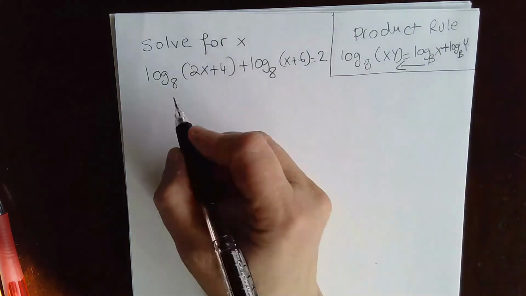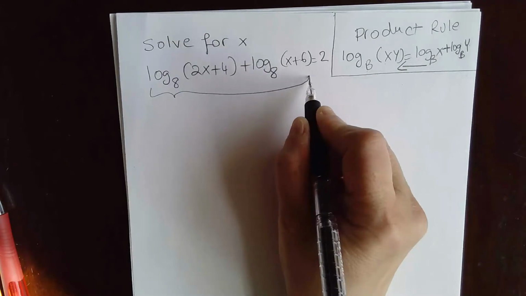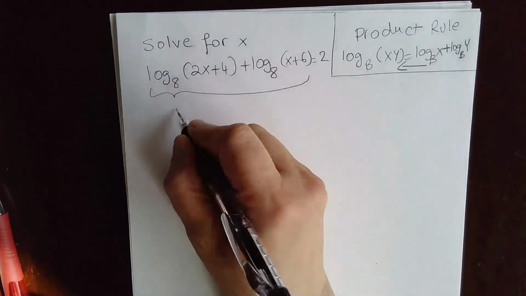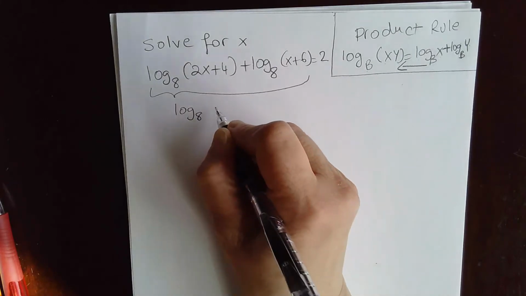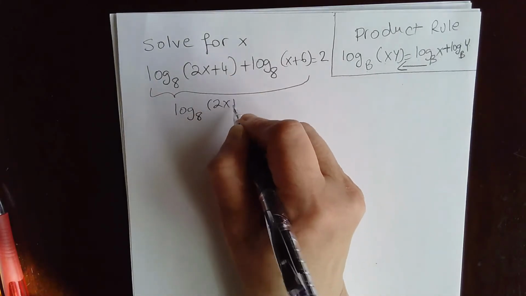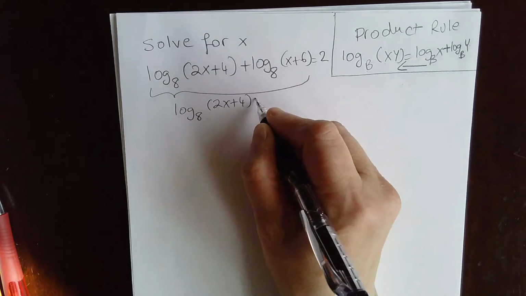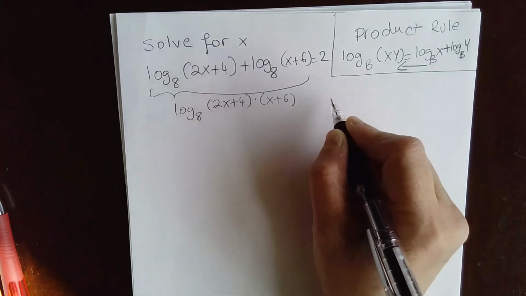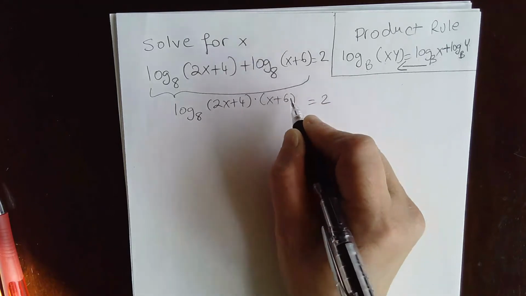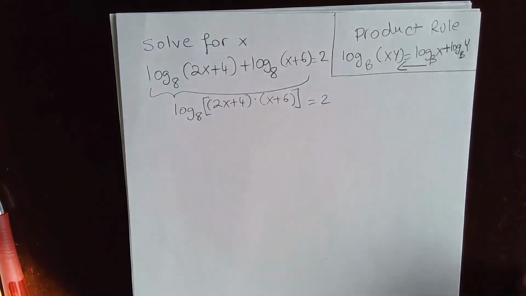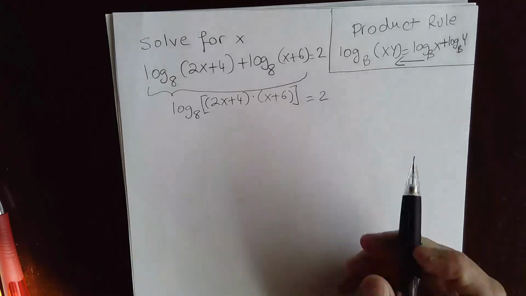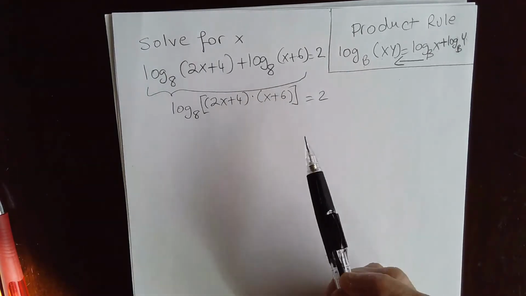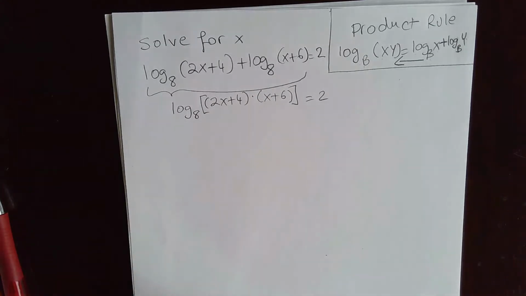Okay, combining these two, since I have two logs with the same base, I should get log base 8 of 2x plus 4, the first one, times the second one, x plus 6, equal to 2. You may want to put a bracket in here. Now you have two options. You can expand this first, or you can convert it to its exponential form first.